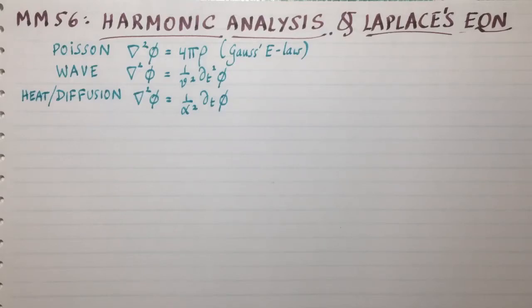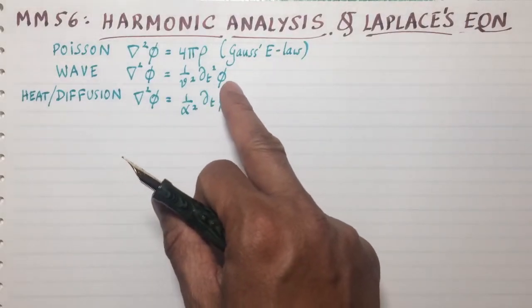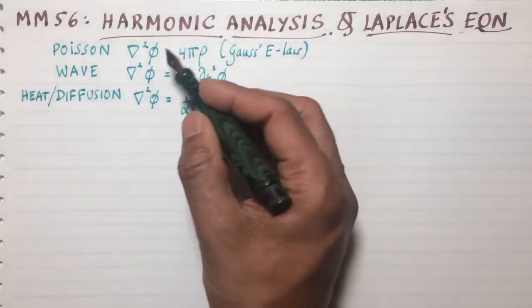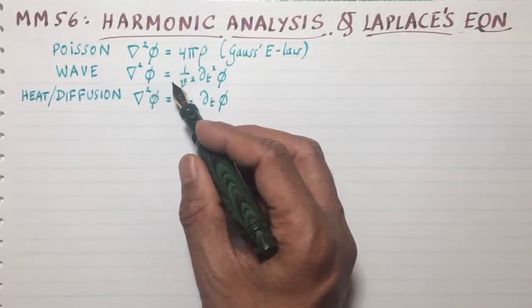Then you have the wave equation, which is the Laplacian of phi equals 1 over v squared times the double derivative of phi with respect to time. So here phi is a function of x, y, and z. Here phi is a function of x, y, z, and t.